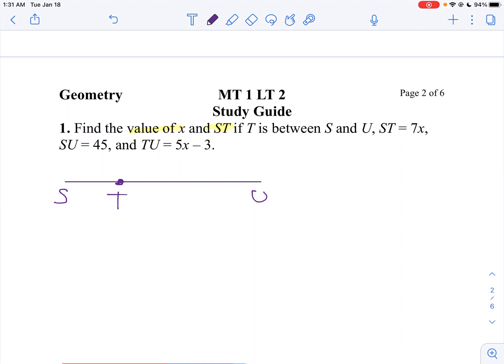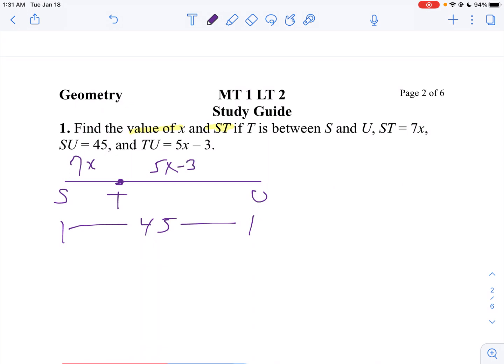And I'm going to label S to T as 7x. So I know S to T is 7x. I'm told the whole length of S to U is 45. So I'm going to label that whole length as 45. I'm told T to U is 5x minus 3.